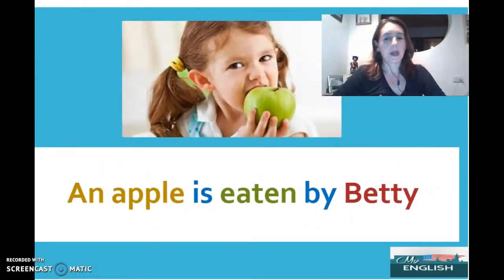So we say an apple is eaten by Betty. Here, Betty is not really the most important part of the sentence. The most important is what is happening. That the apple is eaten by our beautiful Betty.